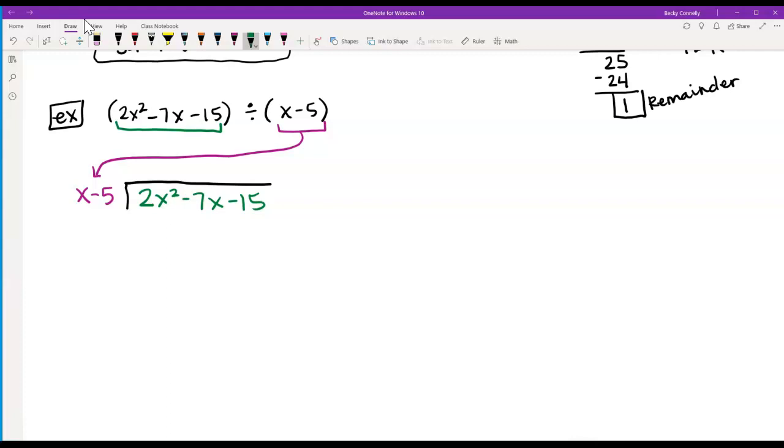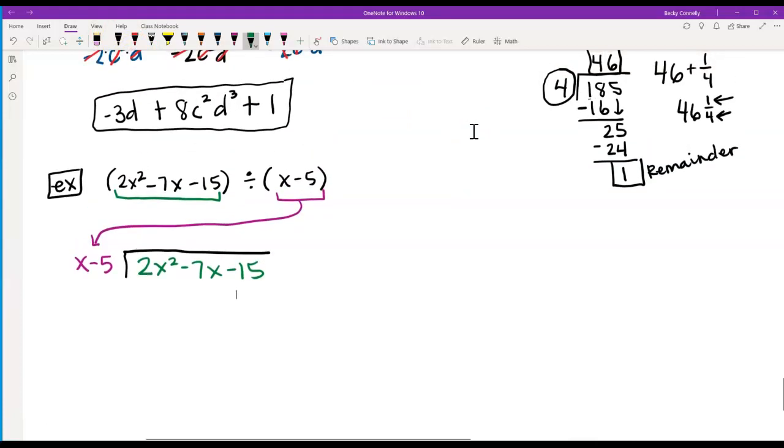All right, and then we're going to take the same steps that we were talking about over here when we just did our division with numbers. But notice how it's really similar. You're going to be asking yourself, what times x gives me 2x squared? So 2x times x gives me 2x squared. So I'll write that underneath there.